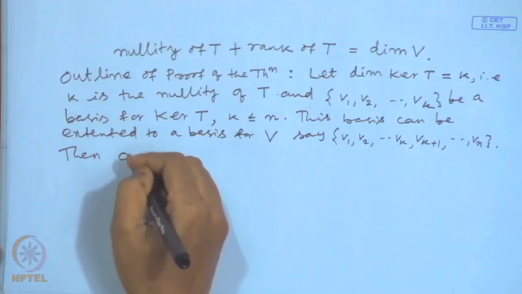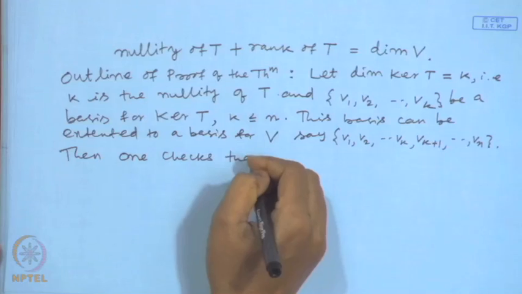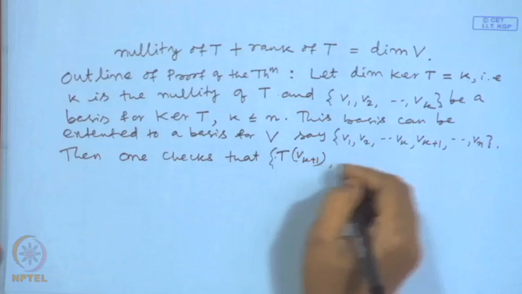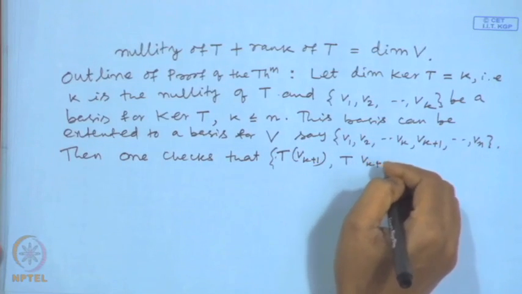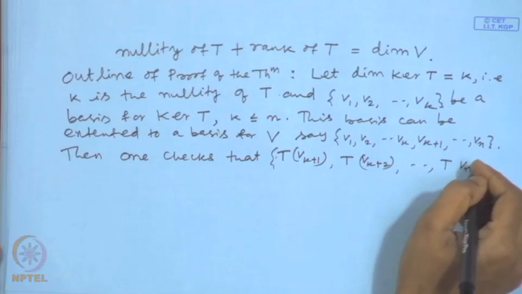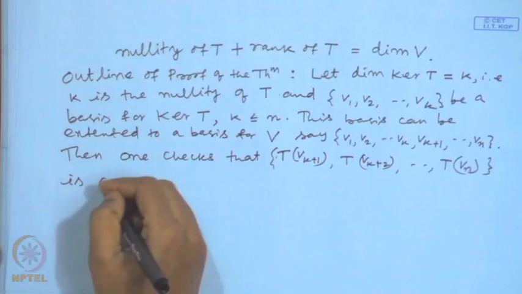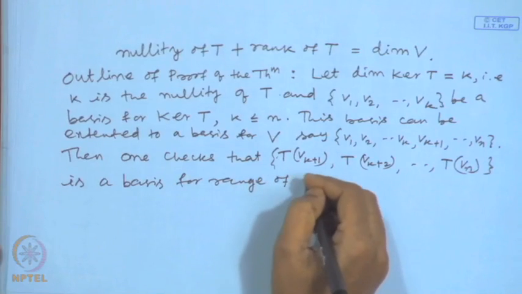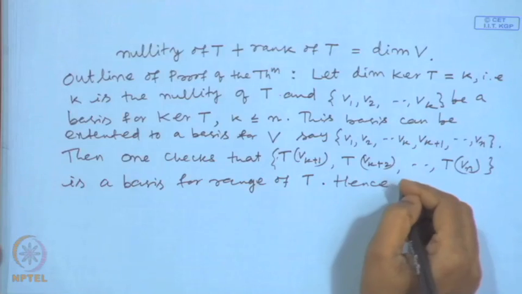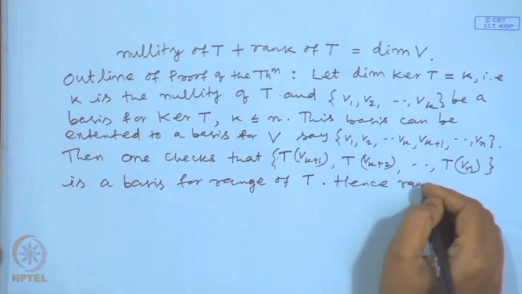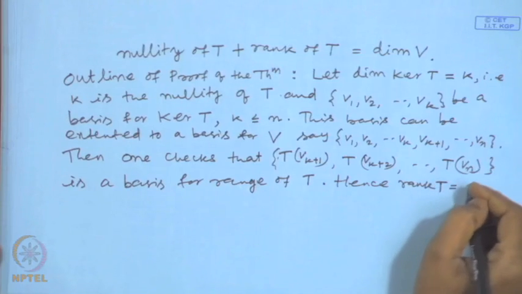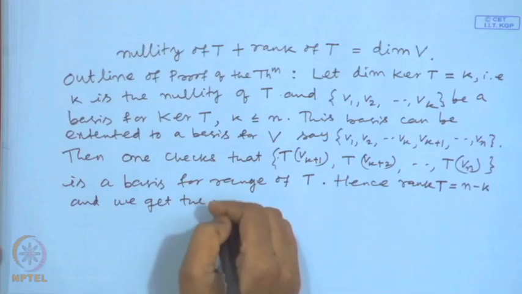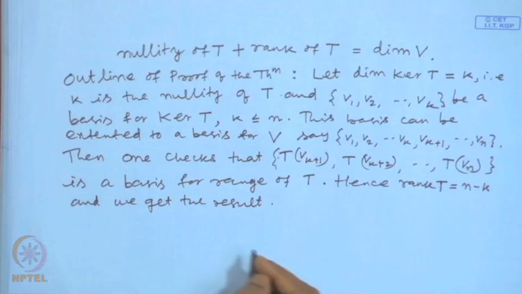Then one checks that T of Vk plus 1, the images of these vectors Vk plus 1, Vk plus 2 up to T of Vn, is a basis for the range of T. Hence, the rank of T is equal to n minus k, and we get the result. So, this Rank-nullity theorem is also very useful.